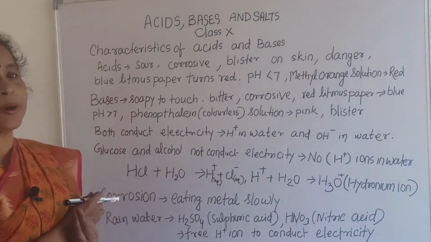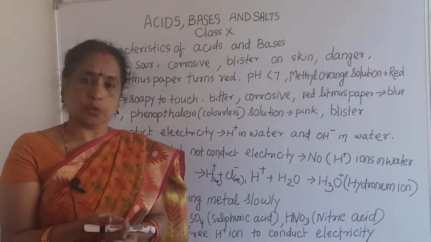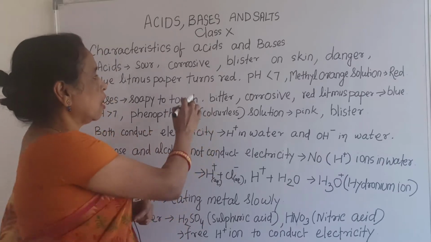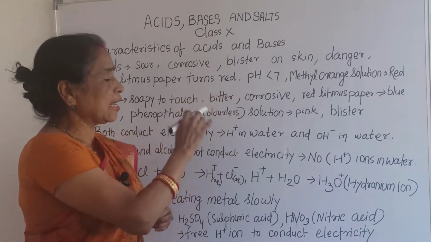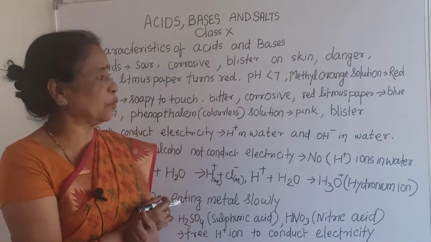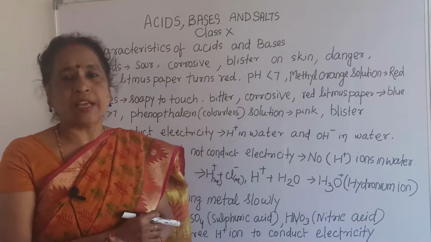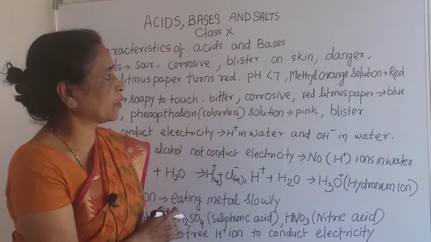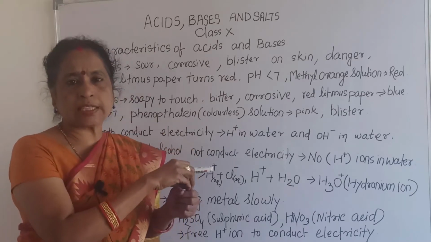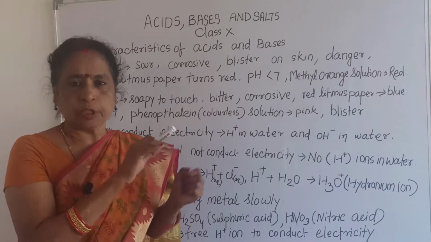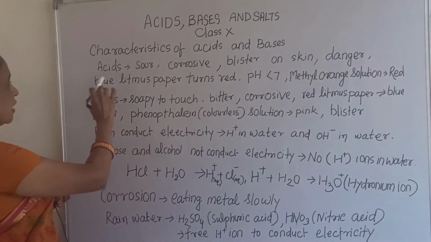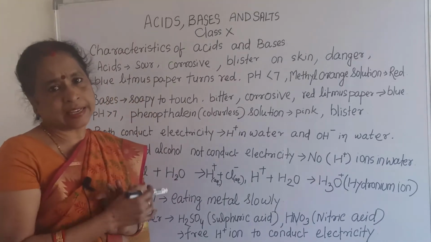And blue litmus paper turns red, I told before also. When you add blue litmus paper to a test tube containing acid, the color changes to red. And here pH less than 7. What is pH? Later I will say in the next video. A pH less than 7 indicates it is acid. Methyl orange solution, which is yellow in color, when added to a test tube containing acid, the whole solution changes to red color. These are the main characteristics of acids required in 10th class.